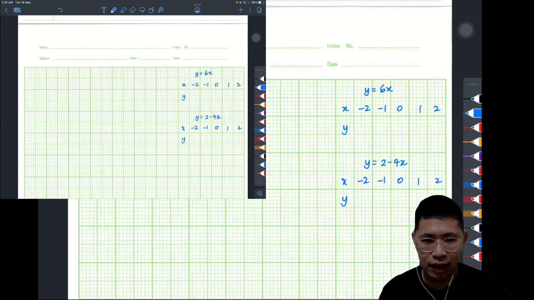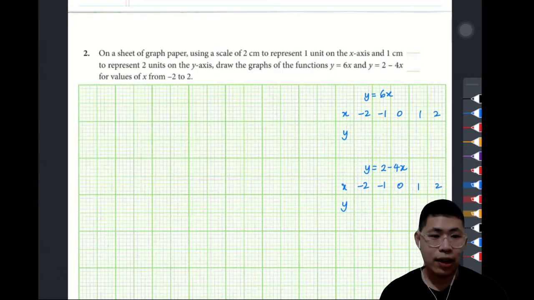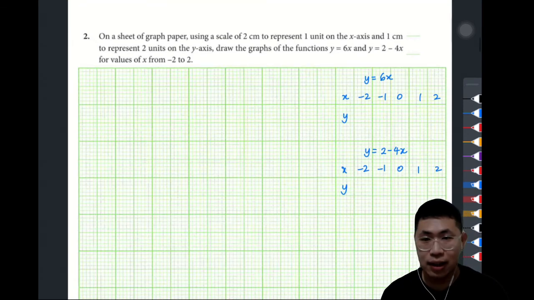Okay, unfortunately I can't get the question. Okay, sorry for the short interruption. I'm back. Okay, so here the question on top, two functions as well.